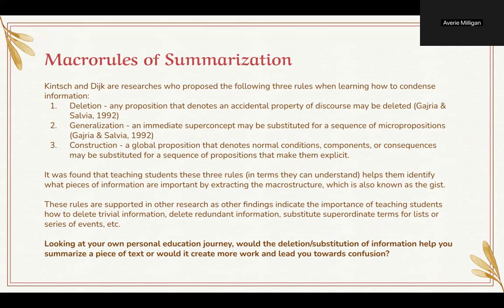It was found in studies surrounding these macro rules that teaching students the three rules in terms that they can understand helps them to identify what pieces of information are important by extracting the macro structure, which is also known as the gist. These rules are supported in other research as other findings indicate the importance of teaching students how to delete trivial information, delete redundant information, substitute superordinate terms for lists or series of events, etc.